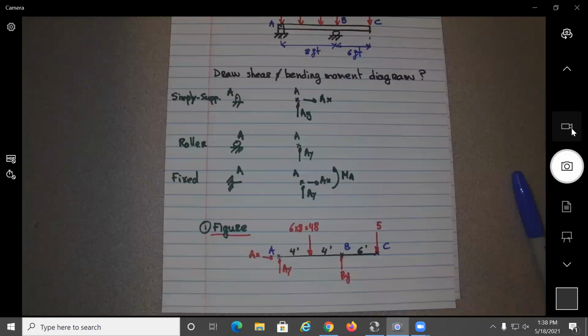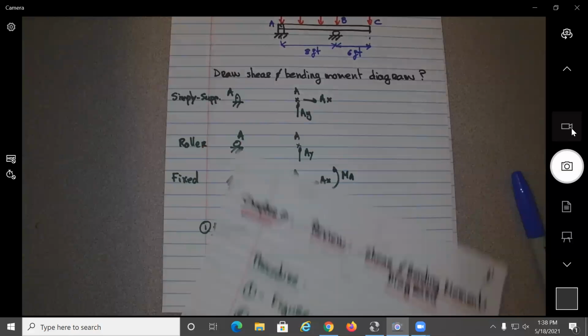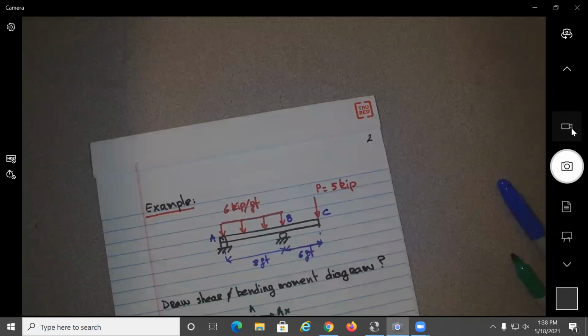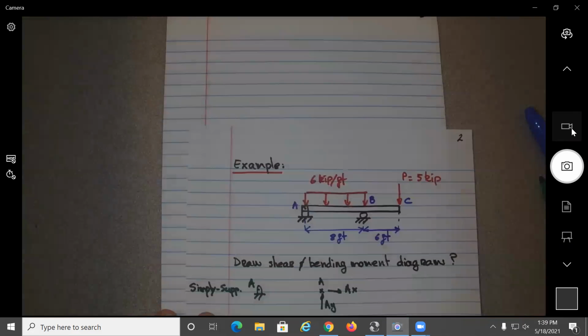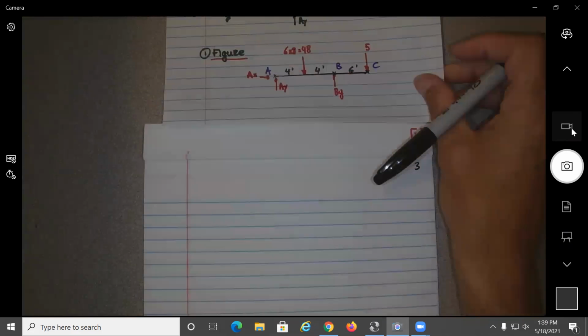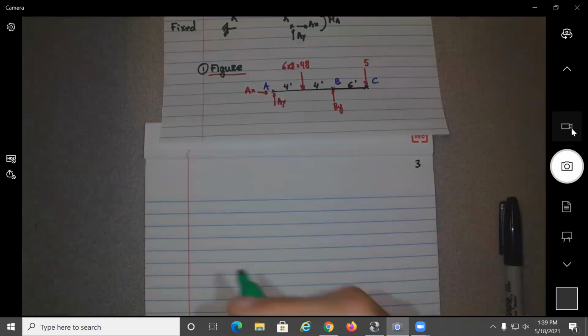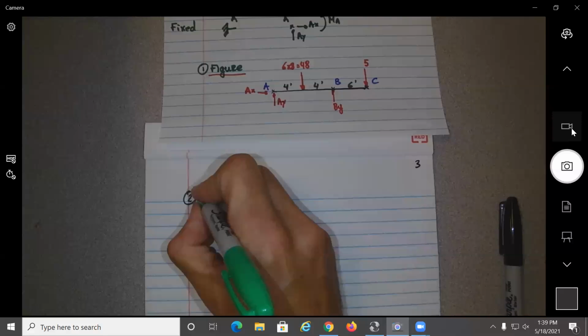All right, so now that we have the figure, what can we do? We can find the reactions. In order to find the reactions, what do you do? Summation of forces, summation of moments about A. So basically this is statics, okay? All right, so you need to keep the figure in mind over here. The last one. So step 2, we're gonna find the reactions.